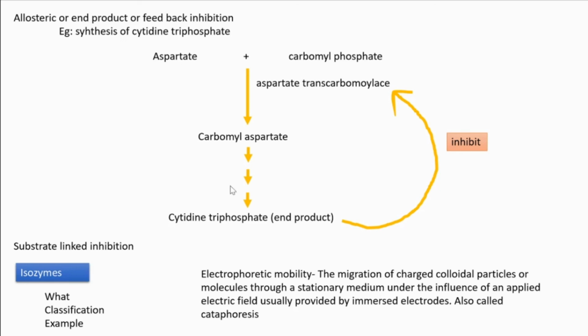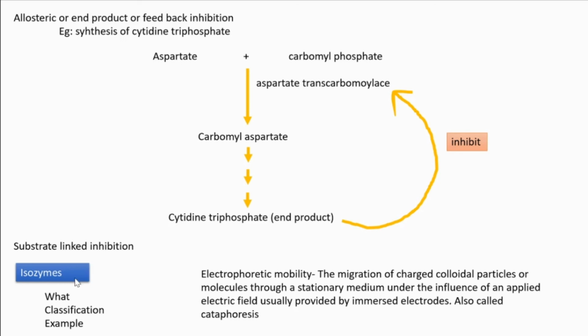Next, the last one is called substrate linked inhibition. Substrate linked inhibition means enzyme inhibition by excess concentration of substrate. Means if we keep on adding substrate, it will inhibit the action of the enzyme. And that enzyme action restarts only when the concentration of substrate returns to the normal level. That is substrate linked inhibition. In that way, we finished the different types of inhibition. Very, very important question.